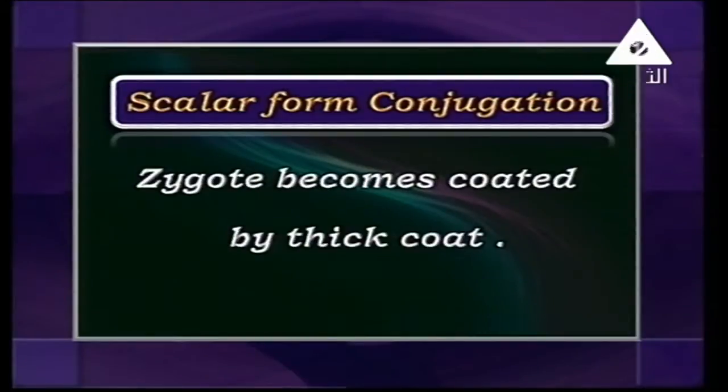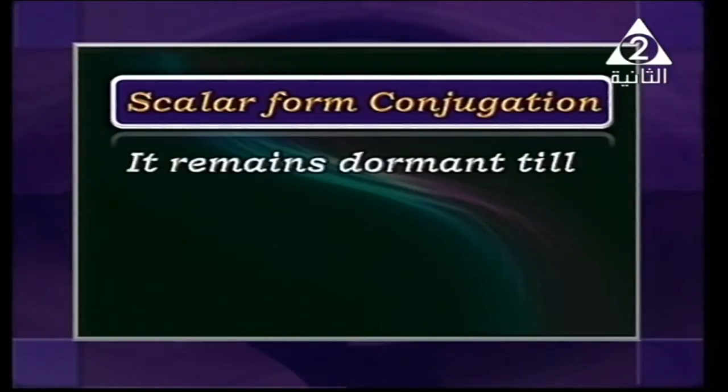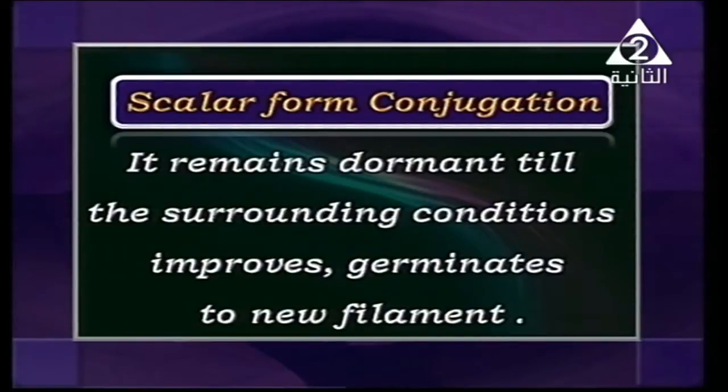This is scleriform conjugation. The zygote after that becomes coated by a thick coat, and it remains dormant. What does dormant mean? It means there is no motion. It stays and remains without any action, without any reproduction, without any division, until the surrounding conditions become favorable. After that it germinates to give us a new filament, a new individual of Spirogyra, and so on. This is the first type, which is scleriform conjugation.